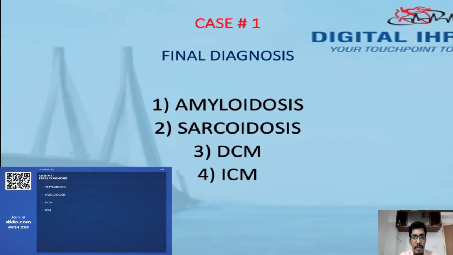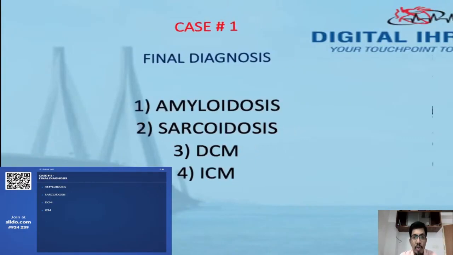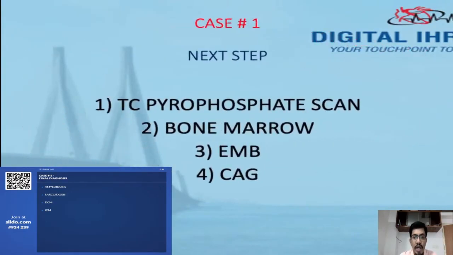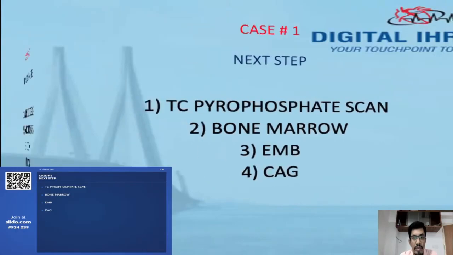Sir, everyone has voted for sarcoidosis. Sarcoidosis. Okay. Now, if you voted for sarcoid, what would be your next move? A TC pyrophosphate scan, a bone marrow, an EMB, or an angiogram? So everyone has voted for EMB.